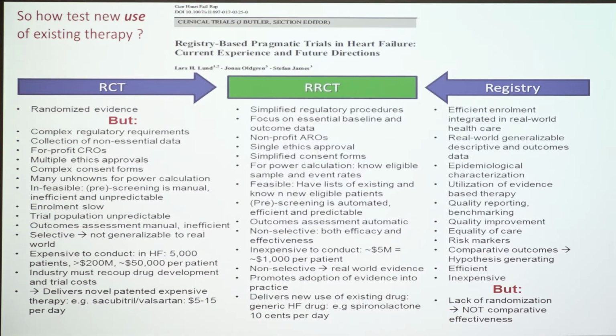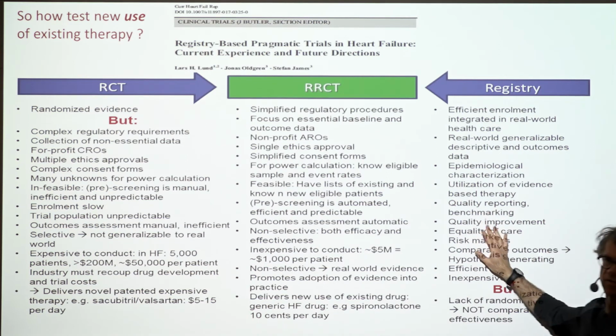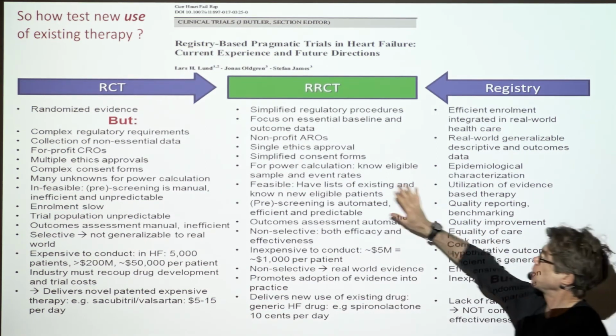This is almost worthy of a Nobel Prize, and it's a Swedish invention because it uses registries to do randomization. So instead of creating a huge apparatus, where a heart failure trial will cost $1 billion, 10 billion crowns, or using registries alone, which are inexpensive but don't provide any evidence, we do a combination.